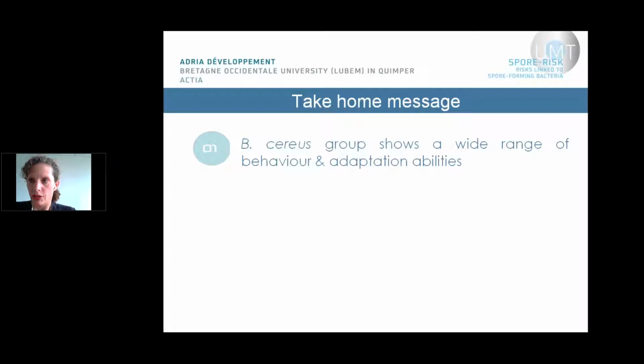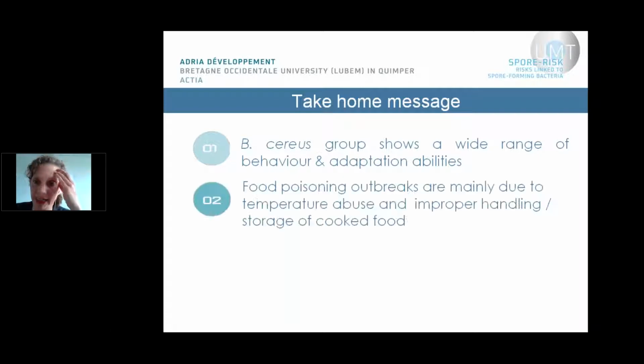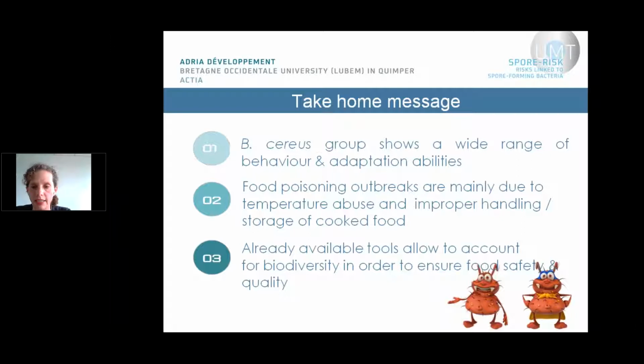So finally, the take-home message. The first one is that the Bacillus cereus group shows a wide range of behavior and adaptation ability. The second one is that food poisoning outbreaks are mainly due to temperature abuse and improper handling or storage of cooked food. And the third one is that there are already available tools that may account for the diversity and may be used to simulate or to characterize a bit further the diversity and the contamination that can be found in the industry.